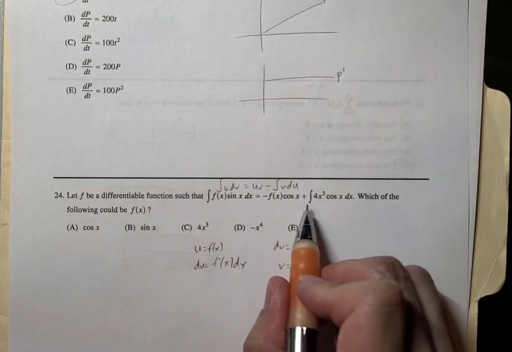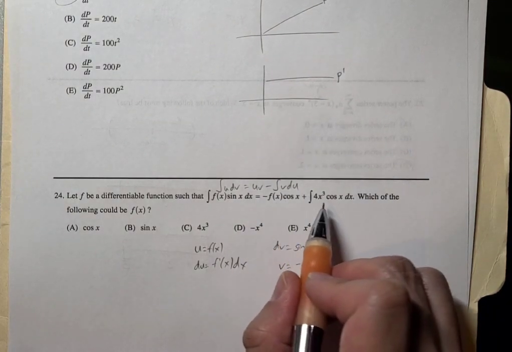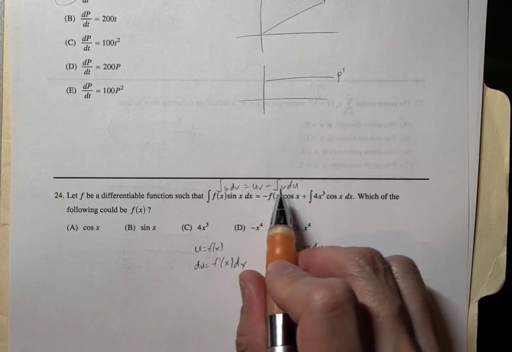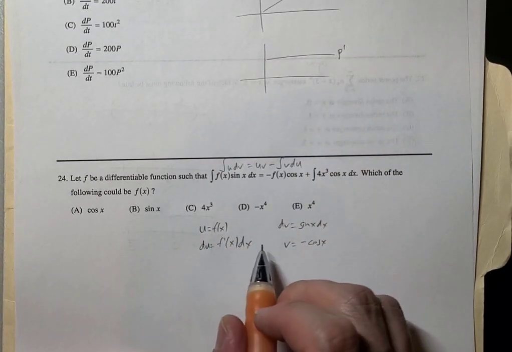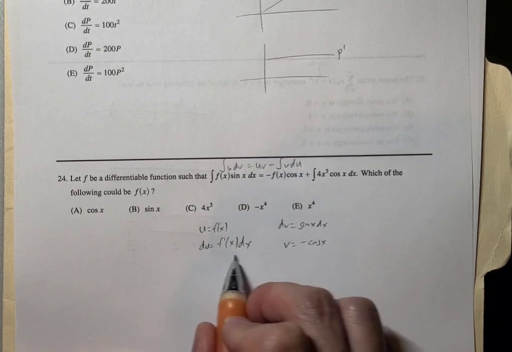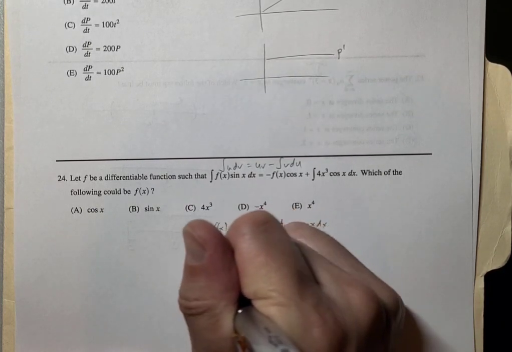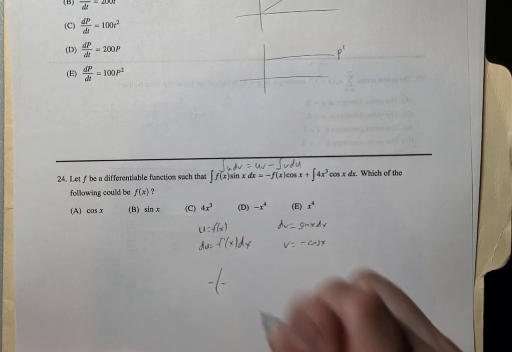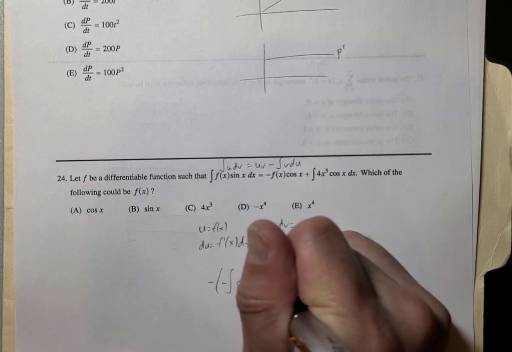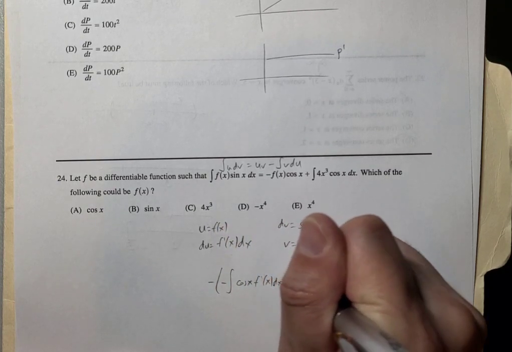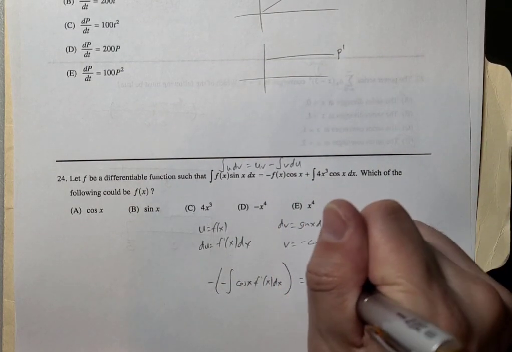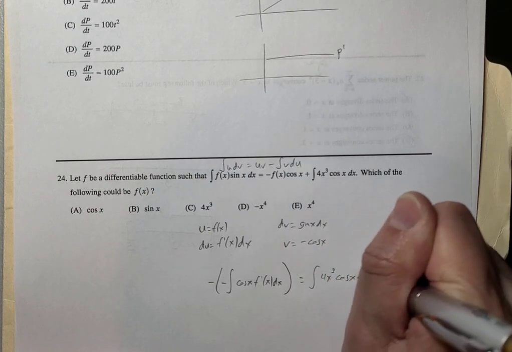So we probably don't want to use this term to help us find what f is. This one, though, is minus the integral of v du. If we take it from here, minus the integral of v du, that would be minus negative integral cosine x f prime of x dx. This must be equal to this term, 4x cubed cosine x dx.